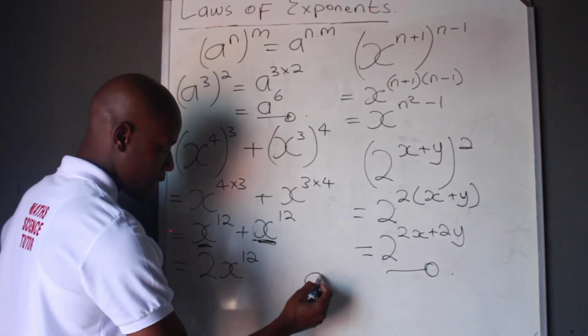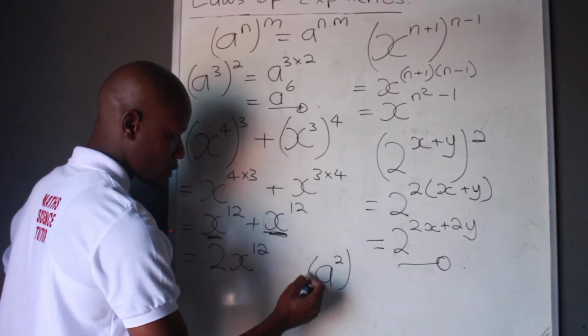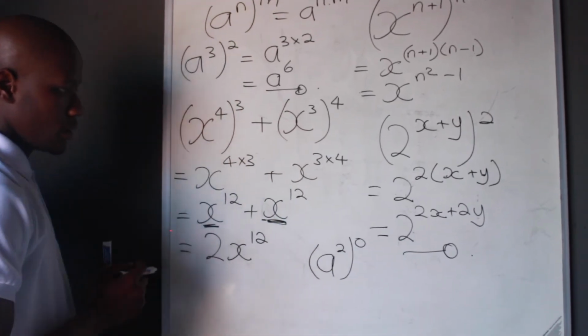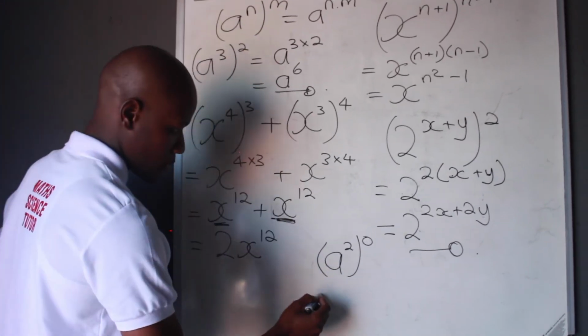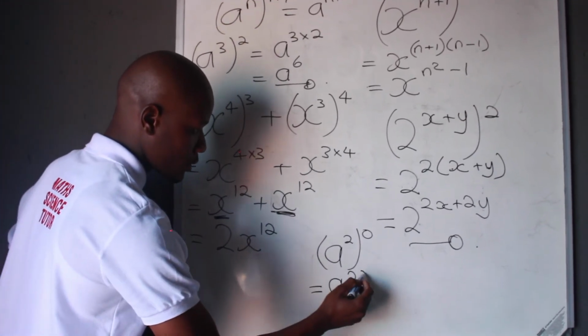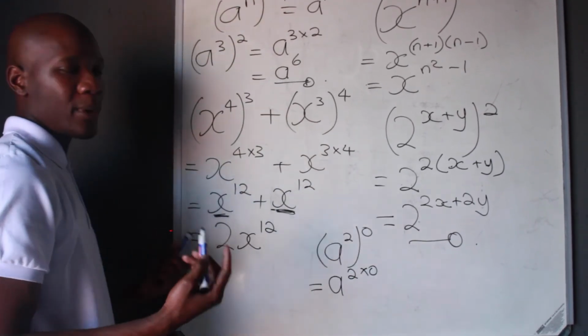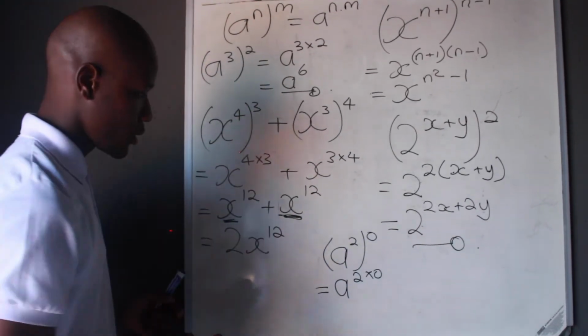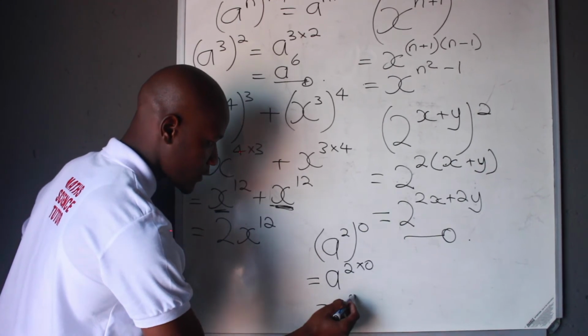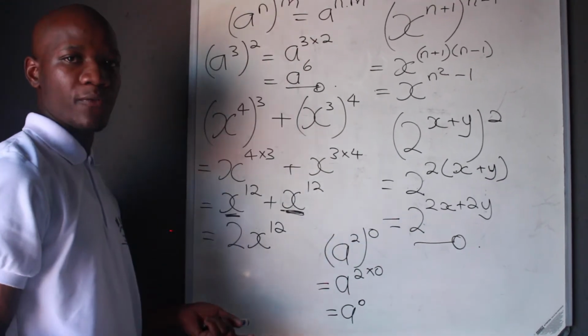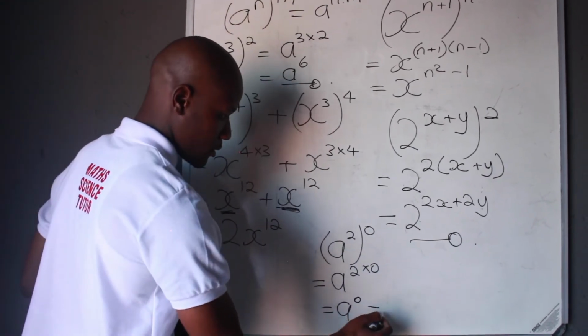So a to the power 2 all raised to the power of 0. Check. It is going to be a to the power 2 times 0. Any number multiplied by 0 is 0. So it's a to the power of 0, and any number to the power of 0 is 1.